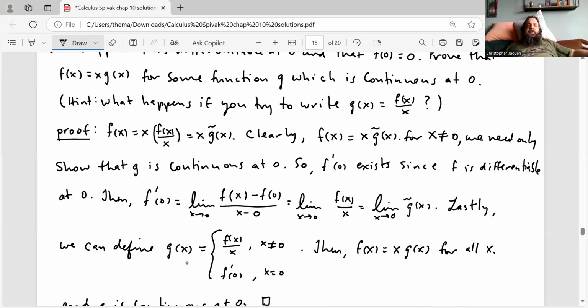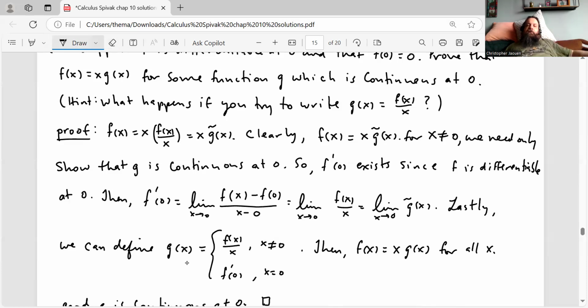So f of x is x times f of x over x, obviously, right? Again, because for x not 0, the x's cancel. So we'll define that as x times g tilde of x, where g tilde is f of x over x. Clearly, f of x equals x times g tilde of x for x not 0. We need only show that g tilde is continuous at 0, but you'll see as we go through the proof, actually, the function g that we want is not actually g tilde.